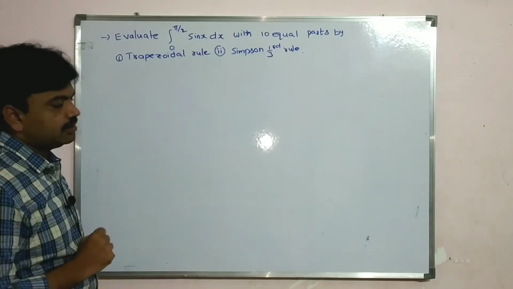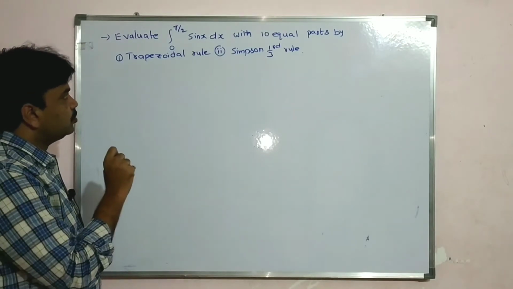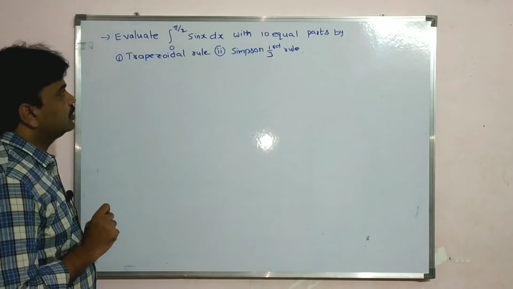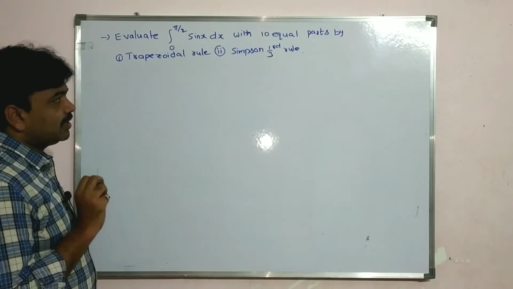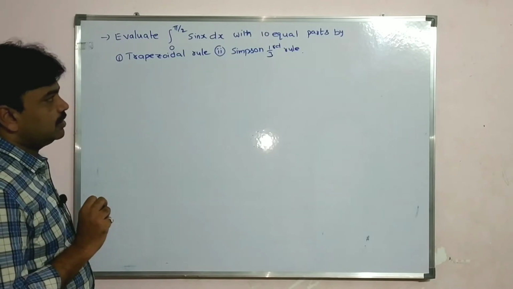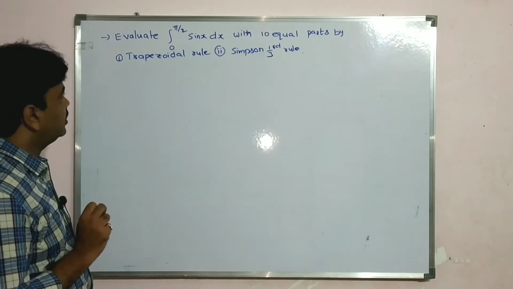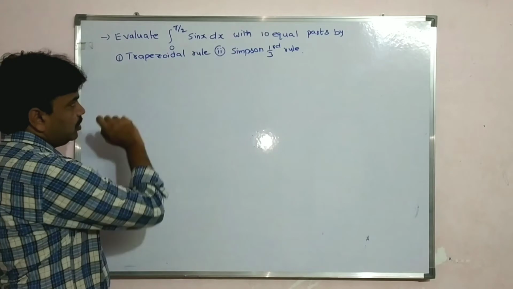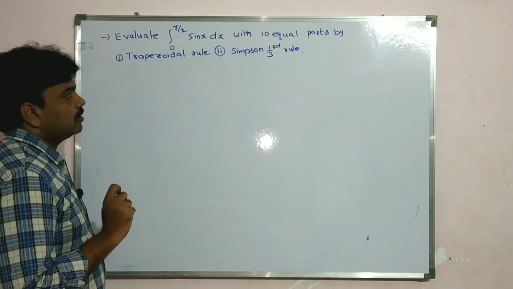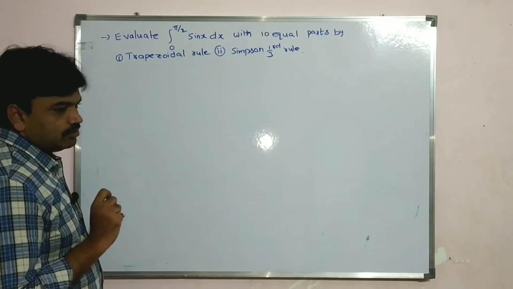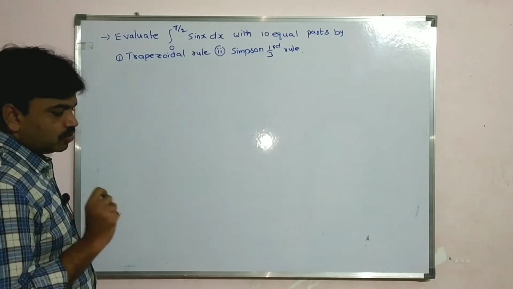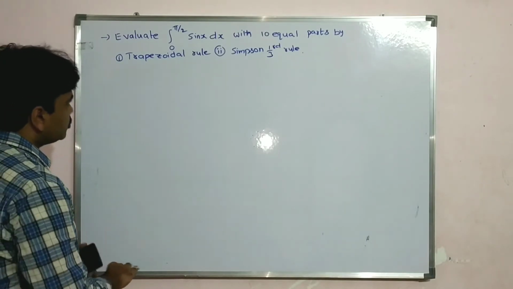Evaluate integral 0 to pi by 2 sin x dx with 10 equal parts by trapezoidal rule, and the second one is Simpson 1/3 rule. Solution.